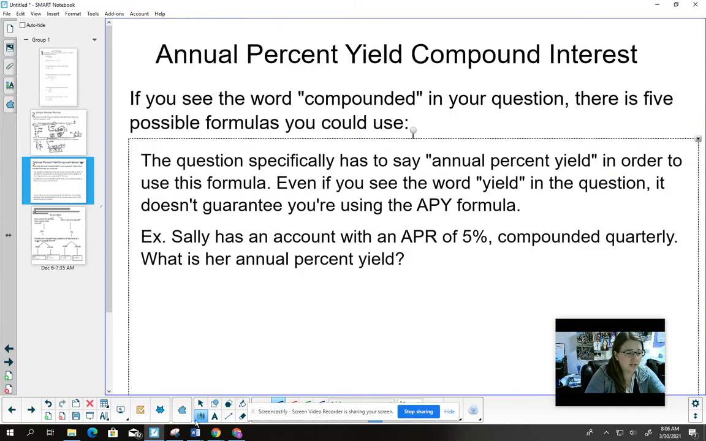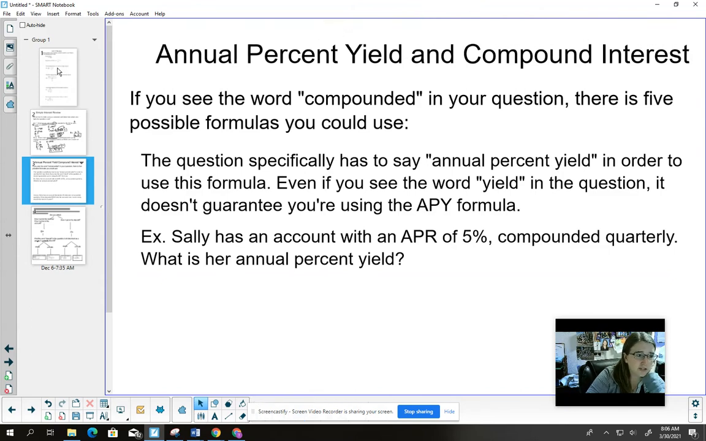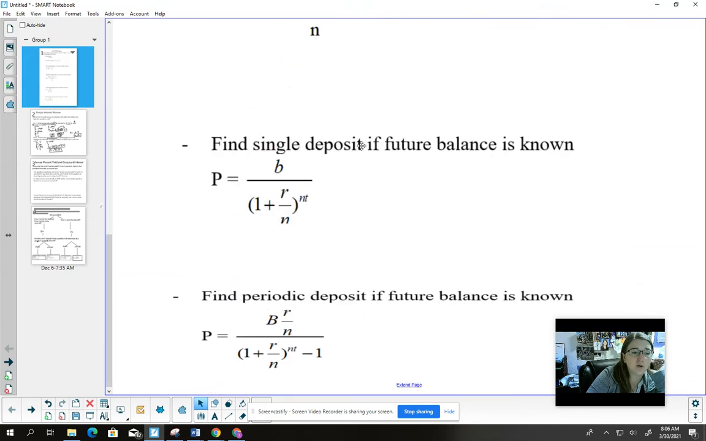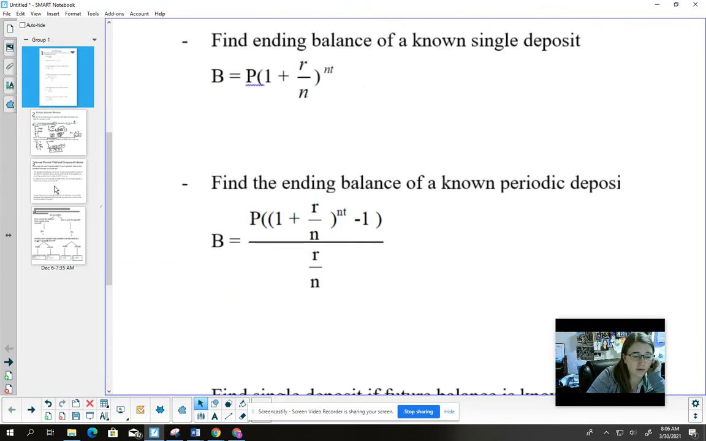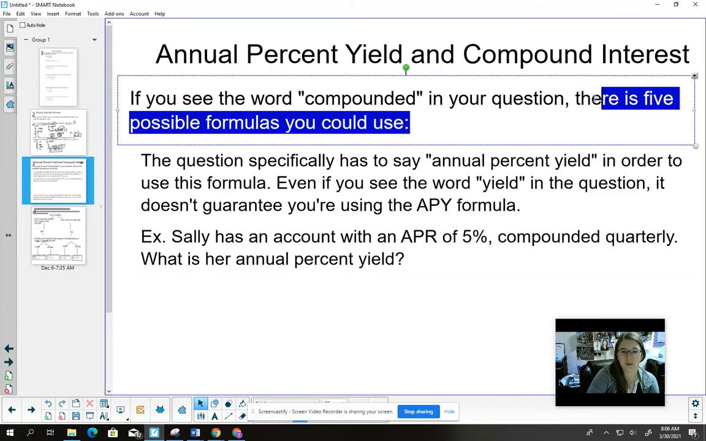Okay, so annual percent yield, I wanted to put an and here, and compound interest, just to review these. So annual percent yield is here on your formula sheet. It's the second formula. And then these 4 are our other compound interest formulas. So if somewhere in the question it goes blah, blah, blah, blah, blah, compounded, that only narrows it down to those 5 formulas. Again, APY, and then our 4 compound interest formulas. So that only narrows it down out of our 6.